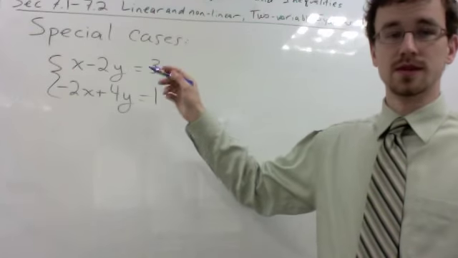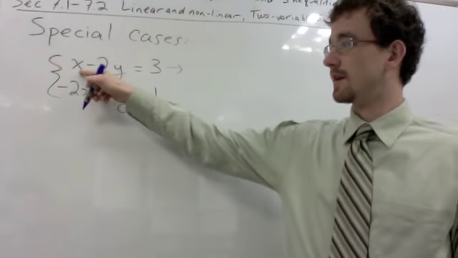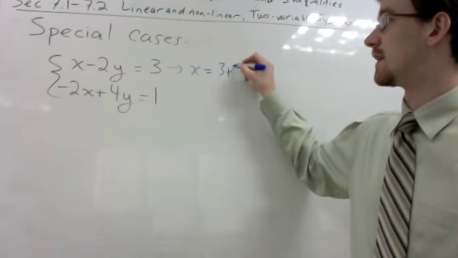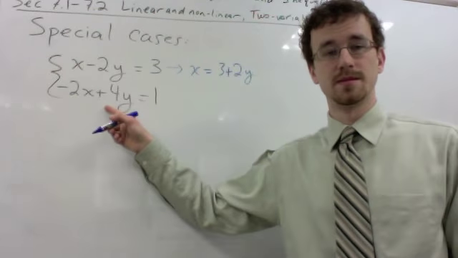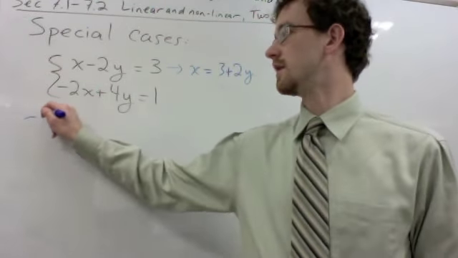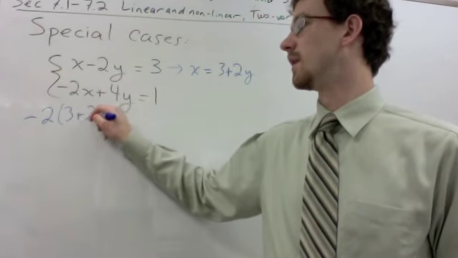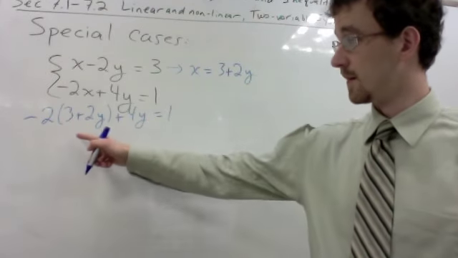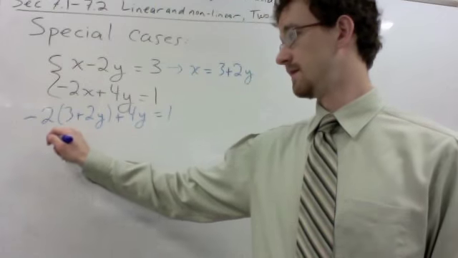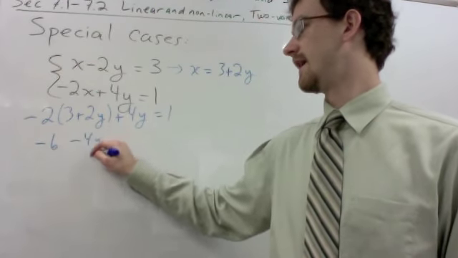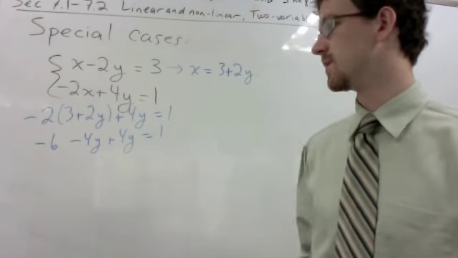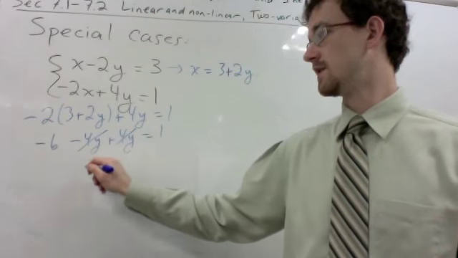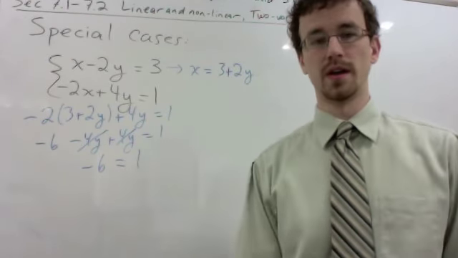I will choose substitution. So if we want to use substitution, our first equation is easily solvable for x. We get that x is 3 plus 2y, which we can then substitute into our second equation: negative 2 times (3 plus 2y) plus 4y equals 1. And then we distribute, which gets us negative 6 minus 4y plus 4y equals 1. Now, negative 4y plus 4y is of course 0, those cancel out, so we're left with negative 6 equals 1.